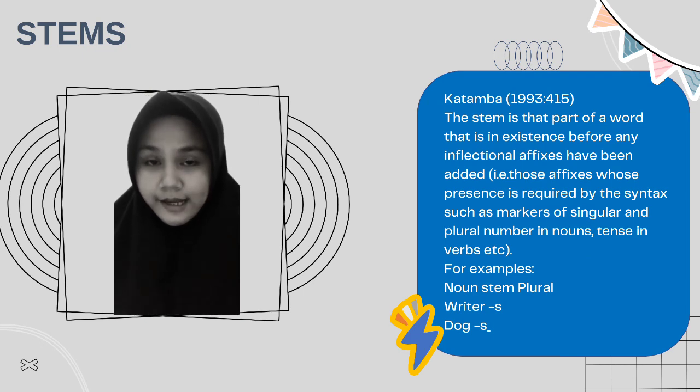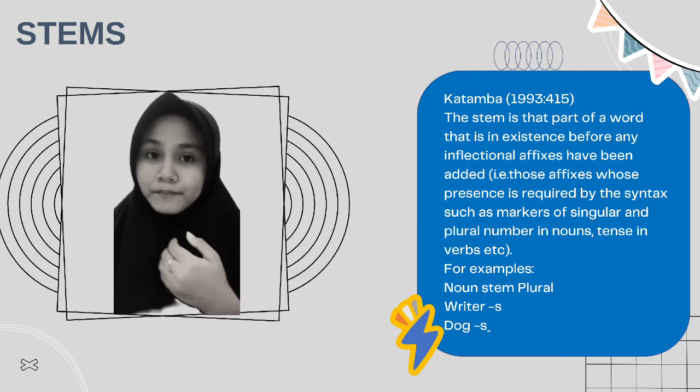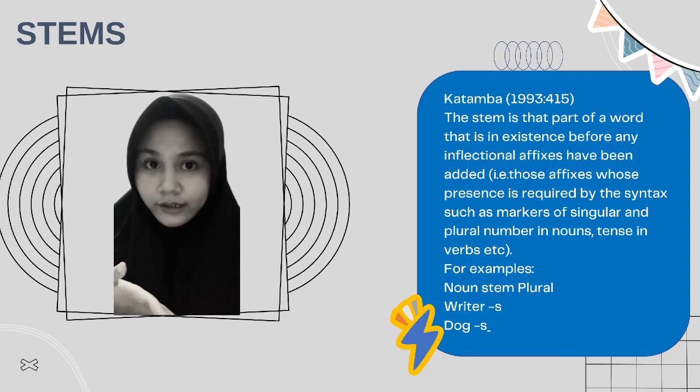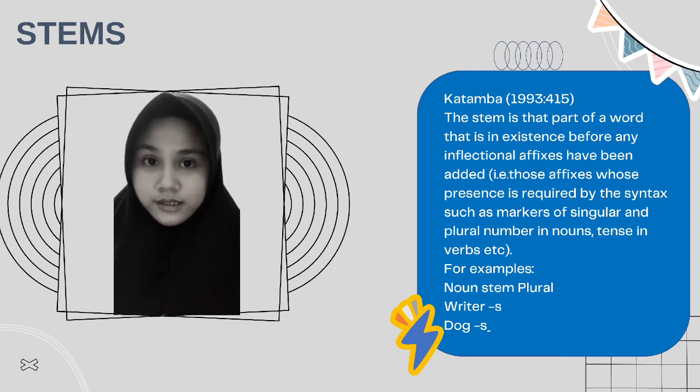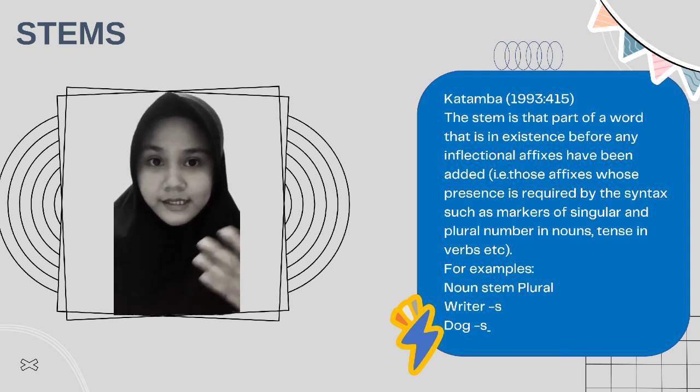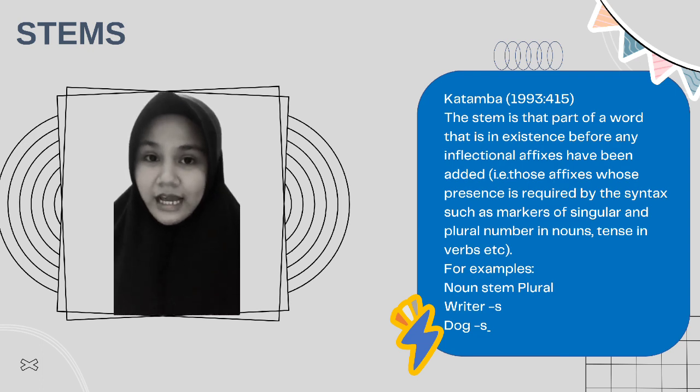Well, I'll tell about stems. According to Katamba, stem is the part of the word that's available before the affixes needed by syntax, such as singular and plural, numeral markers in nouns, verbs, and so on. As for the examples, the noun stems like writer become writers, dog becomes dogs, and play becomes plays, and so on.